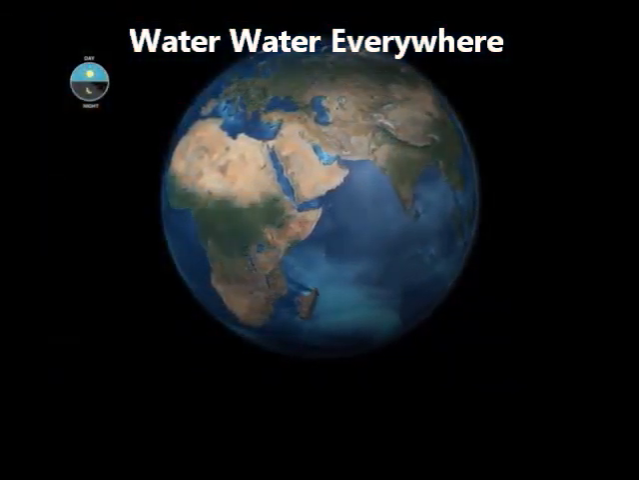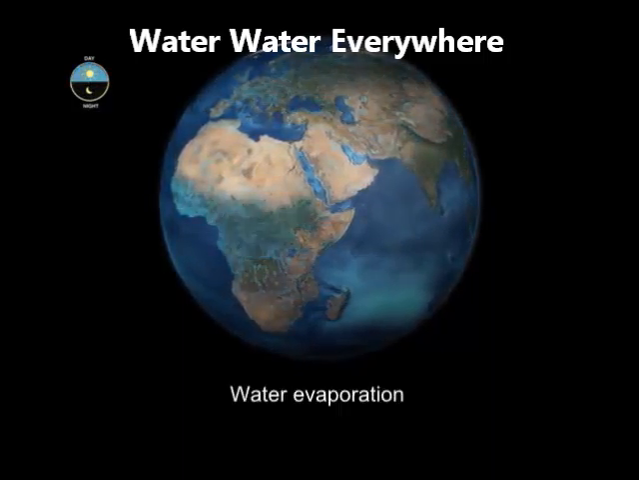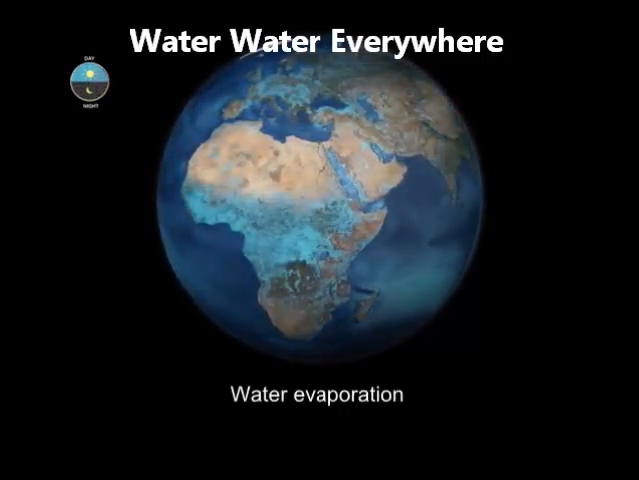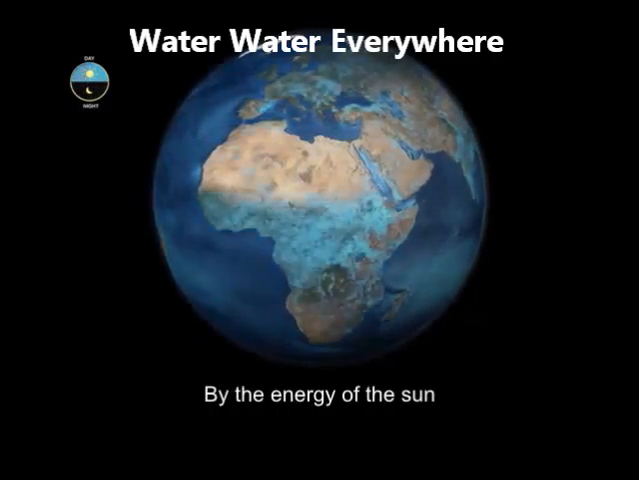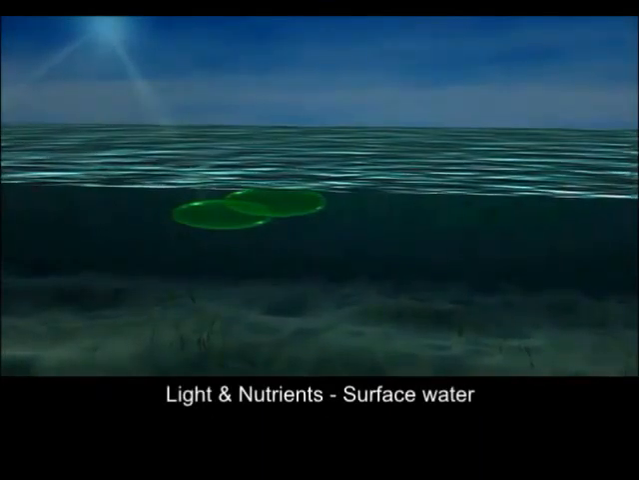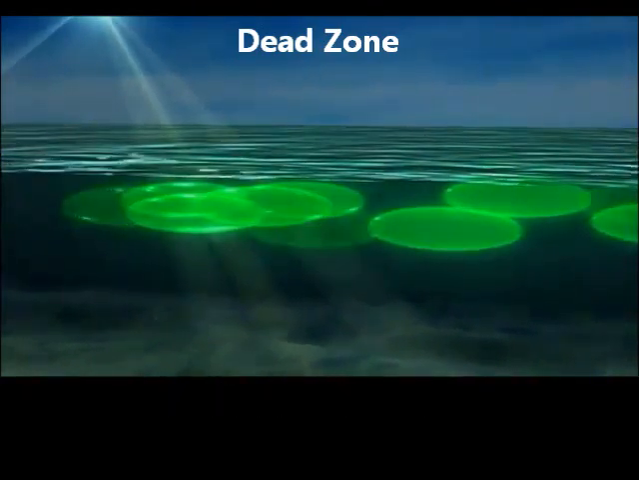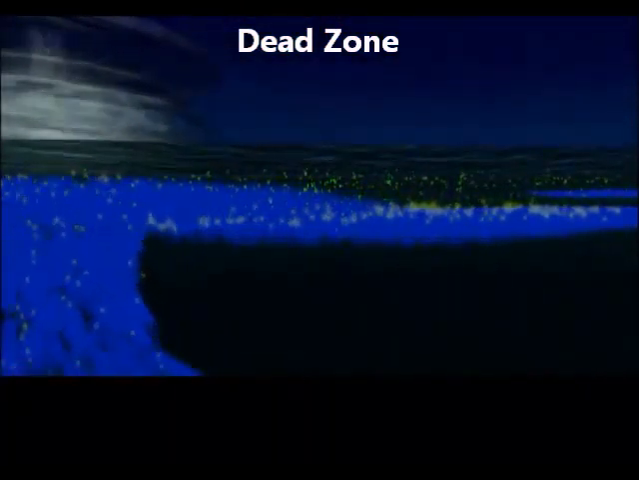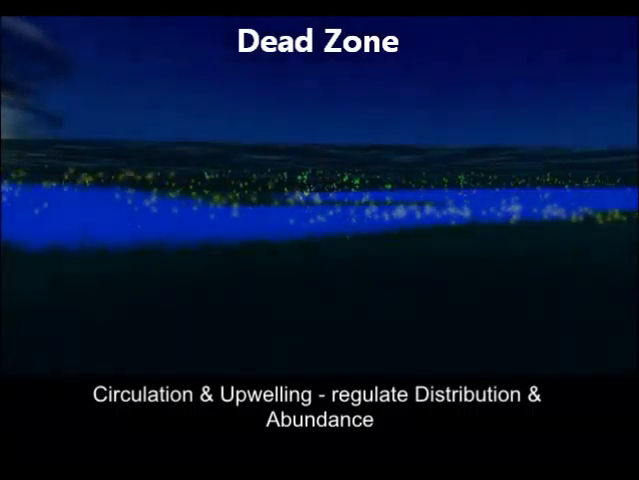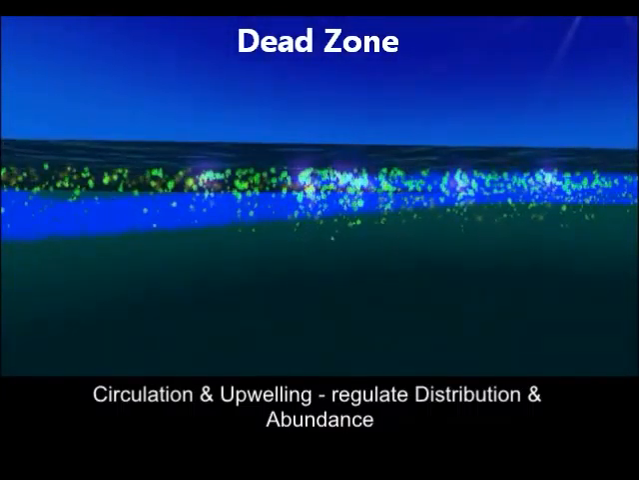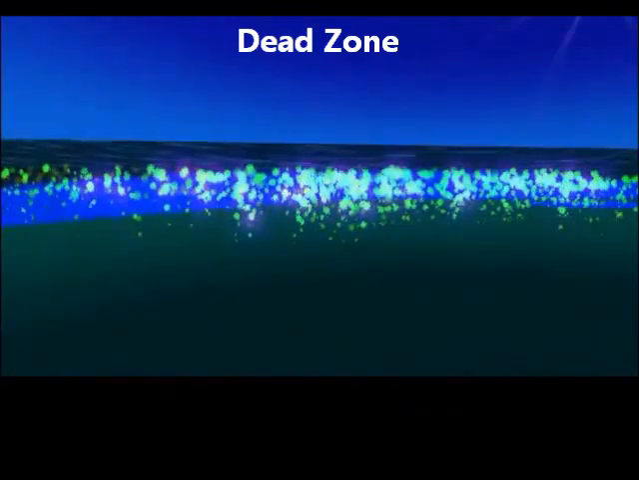This scientific visualization shows how water evaporation, indicated in turquoise, is driven by the energy of the sun. Light and the presence of nutrients in the surface waters make phytoplankton growth possible. Physical processes, like ocean circulation and upwelling, help to regulate the distribution and abundance of the plants.